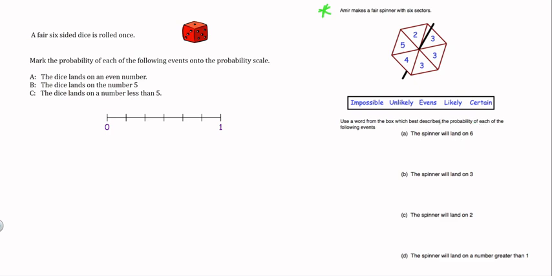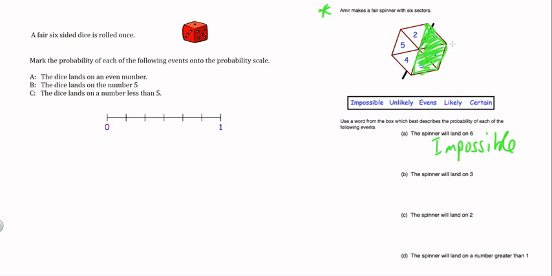The spinner will land on 6. Well, there's no chance, impossible. It's impossible because there isn't a 6 on that spinner. Find the probability that the spinner will land on a 3. Well, you can see here, half of the spinner is made up of 3.